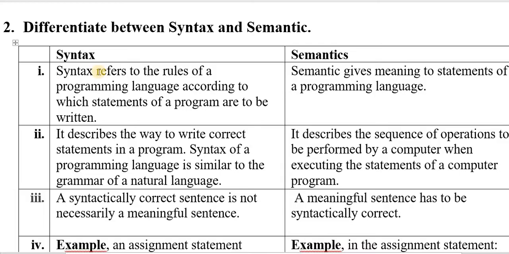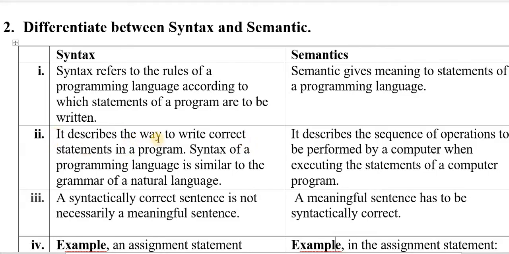So second short question is to differentiate between syntax and semantic. Whenever you have to differentiate among different things, you have to draw a table, and in one column we will write points about syntax and in one column we will write points about semantics. First point is about the definition of syntax and semantics. Syntax refers to the rules of a programming language according to which statements of a program are to be written, whereas semantic gives meaning to statements of a programming language.